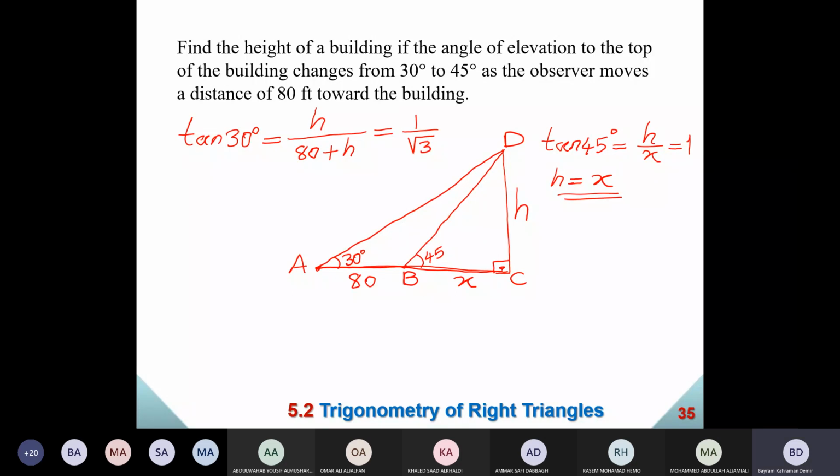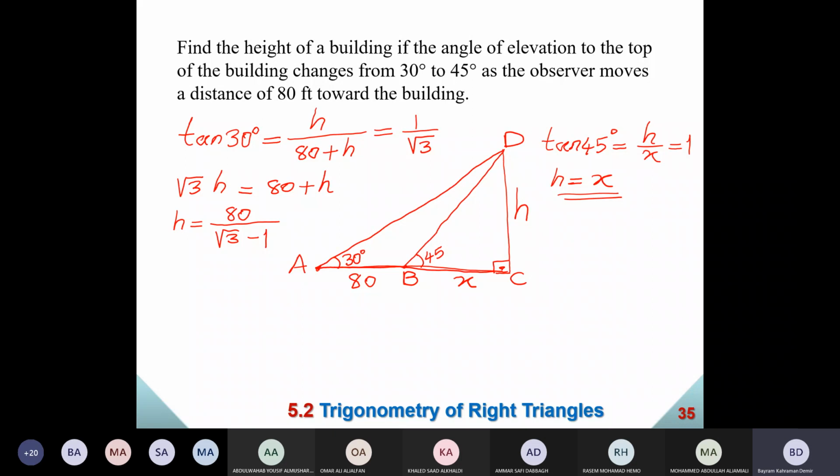You see, Shabab, now you can solve the h. So root 3 times h is equal to 80 plus h. We move the h to the other side and take h as a common factor, and divide both sides by root 3 minus 1. Yes. Perfect.